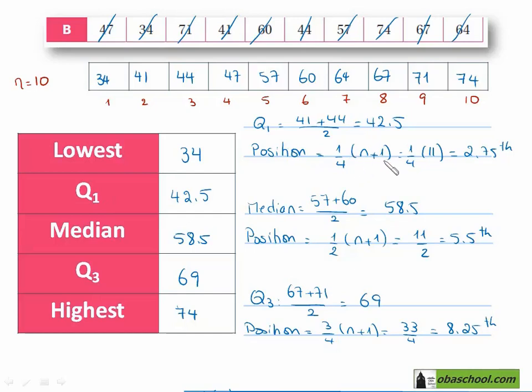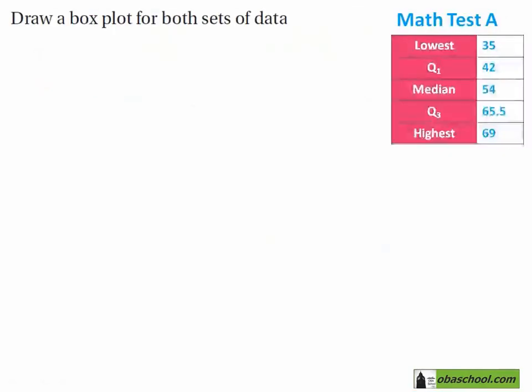We have of course come up with Q1. We found its position. It was right there between the second and the third mark among the 10 students. It had a Q1 of 42.5, which was the average of 41 and 44. As for the median, it was 58.5, the 5.5th position, and as for Q3, it was equivalent to 69. Its position was between the 8th and the 9th student.